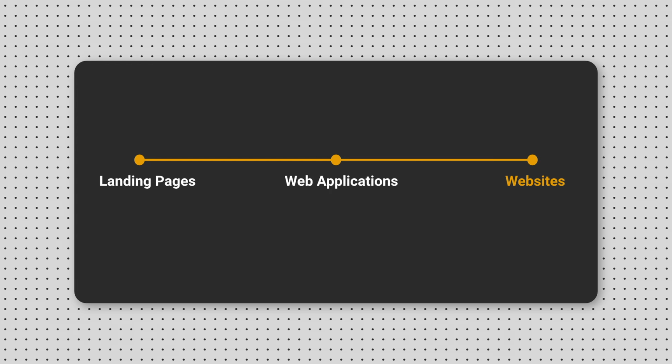Don't believe me? Just look at something like Craigslist as an example of a relatively ugly app that's very successful because it solves a problem exceptionally well and it's a habit-forming app. Finally, let's look at websites.